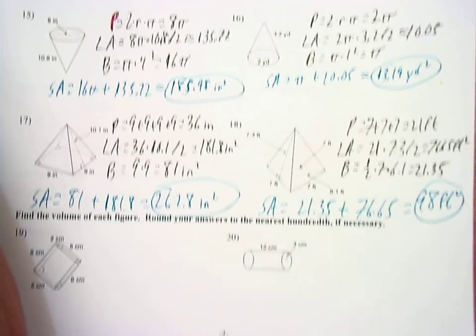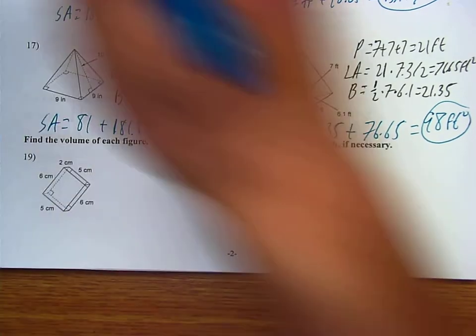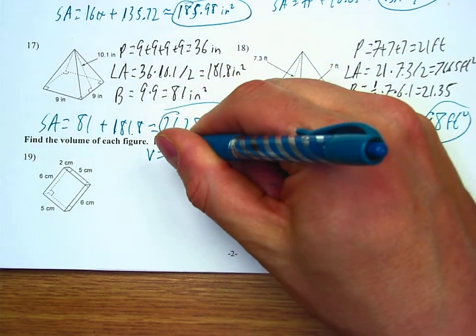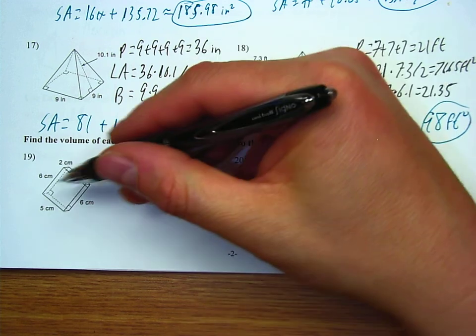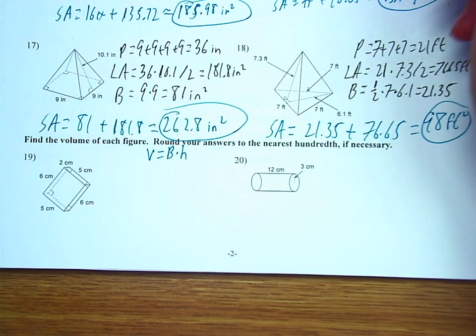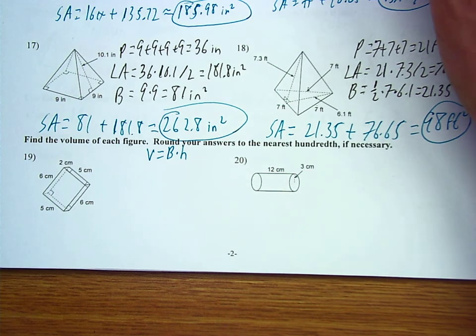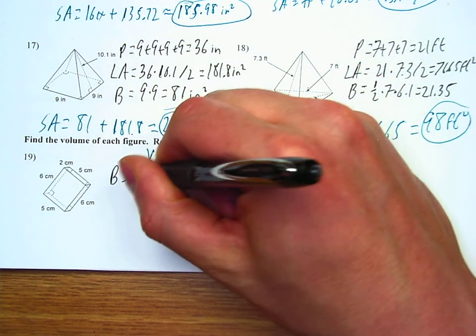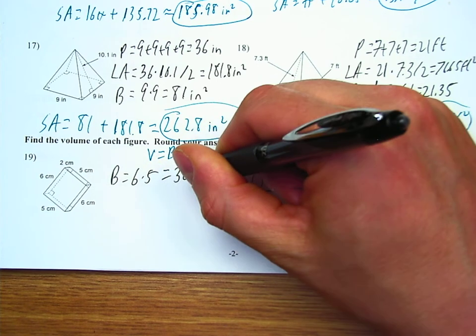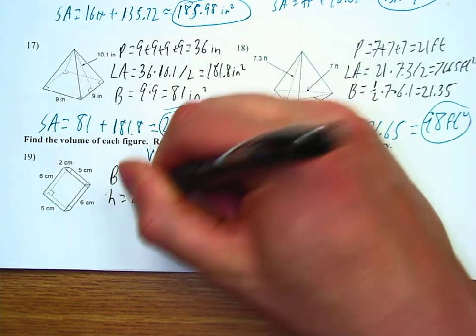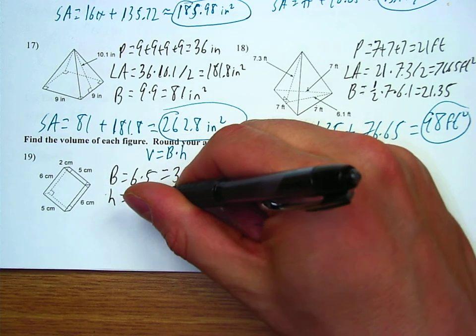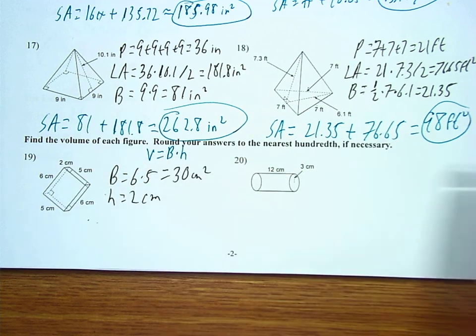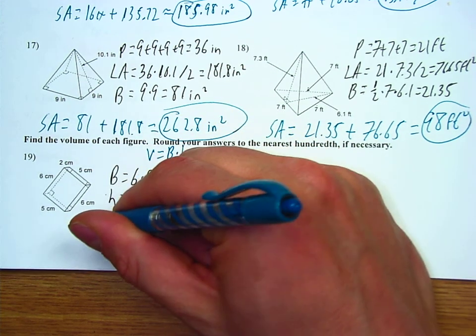All right, volume. Area of the base times the height. Volume equals B times H for these two. The area of the base here on this one, we would call the bases the squares, which in this case are 6 by 5, 30 square centimeters. The height here is 2, or in other words the depth. So 30 square centimeters times 2 will yield the volume, 60 cubic centimeters.